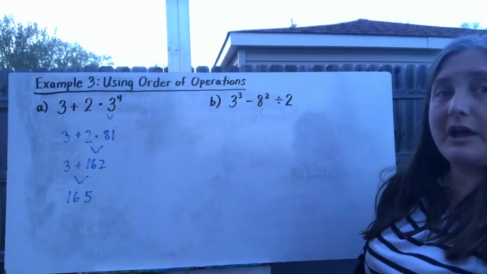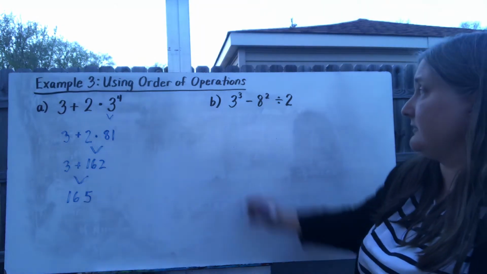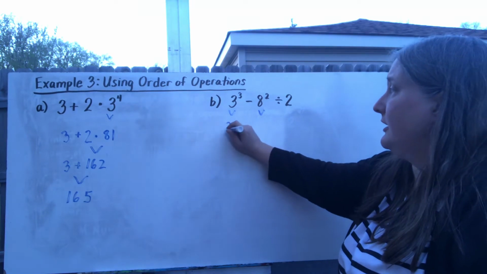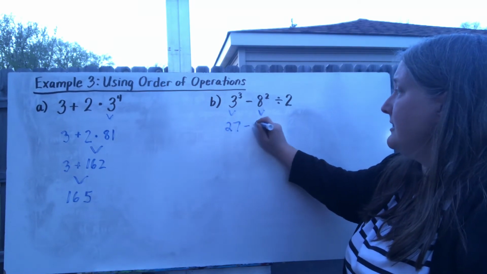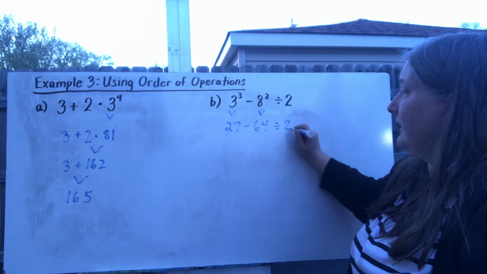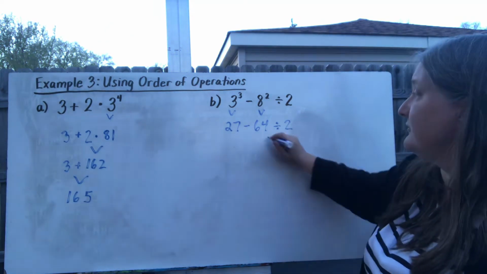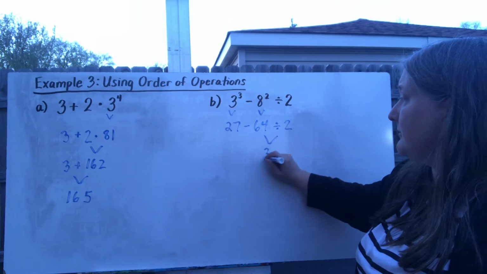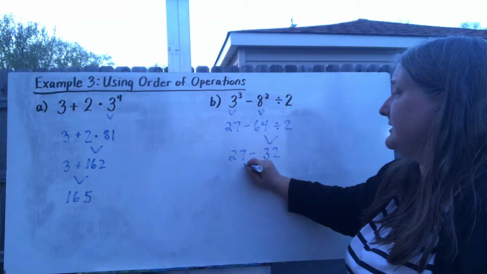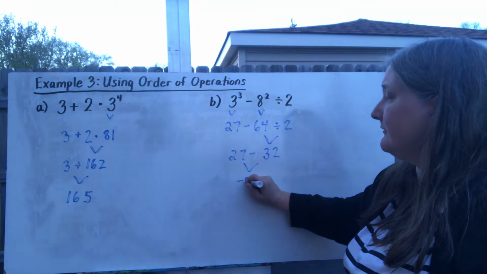In this problem, I've got two numbers with exponents. So I'm going to do 3 to the 3rd power and 8 to the 2nd power first. So I get 27 and 64. Now I have division and subtraction left. So I'm going to do my division first. That'll give me 32. And then I'm going to do my subtraction last. And I get a total of -5.